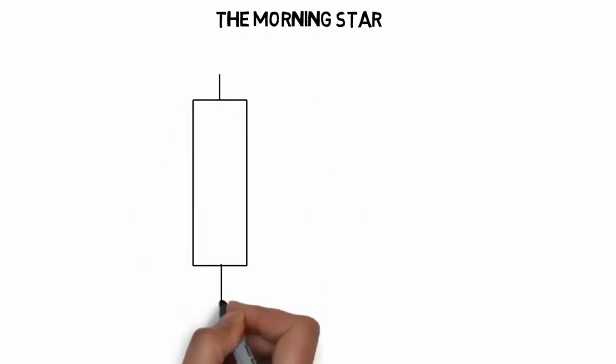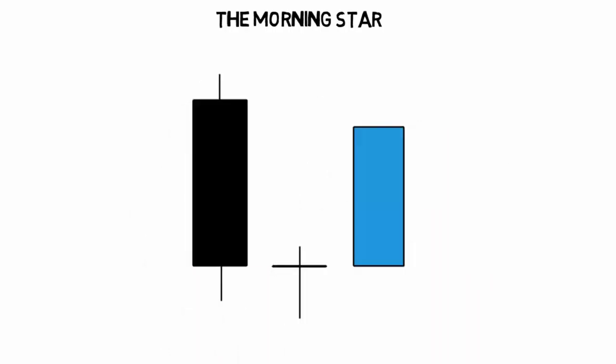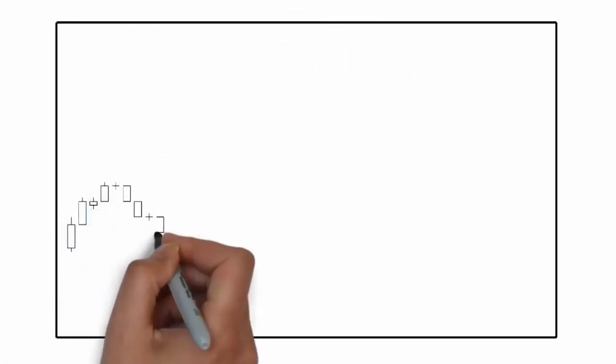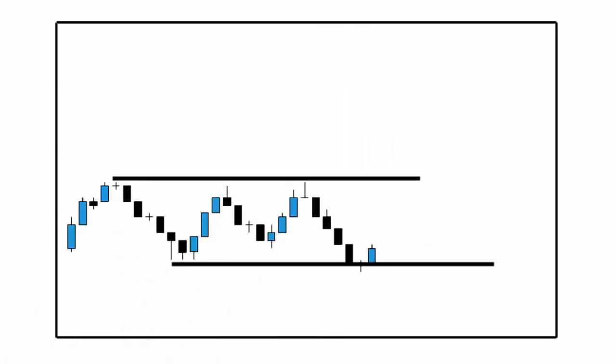The morning star is a 3-candlestick bullish reversal signal. The first candlestick is a long bearish one. The second candle is a small candle. Perfectly, it would be a doji, representing indecision in the market. And the third one is a long bullish candle that closes above the midpoint of the first candle. As this is a bullish reversal signal, we will only look for it in a downtrend.